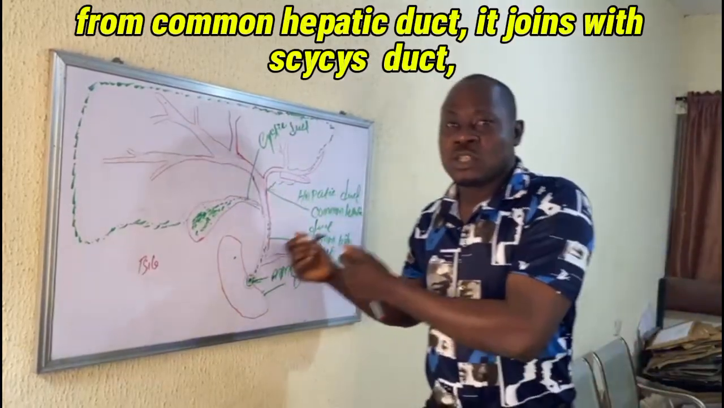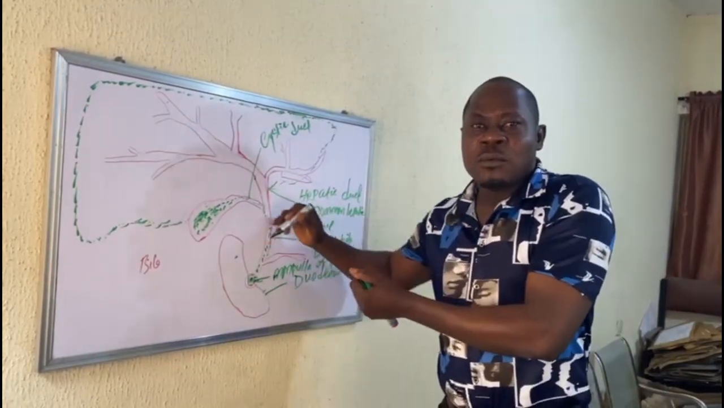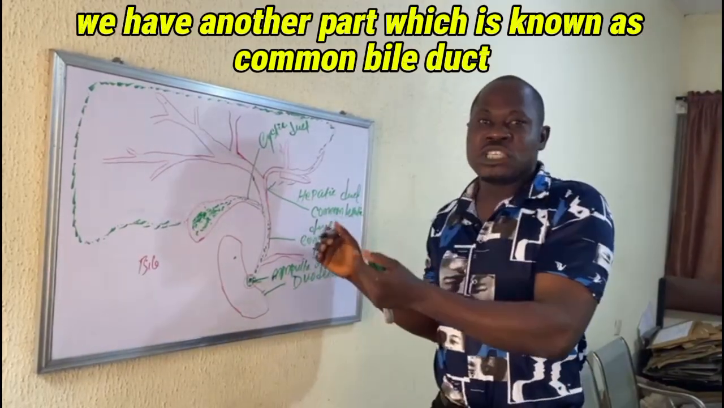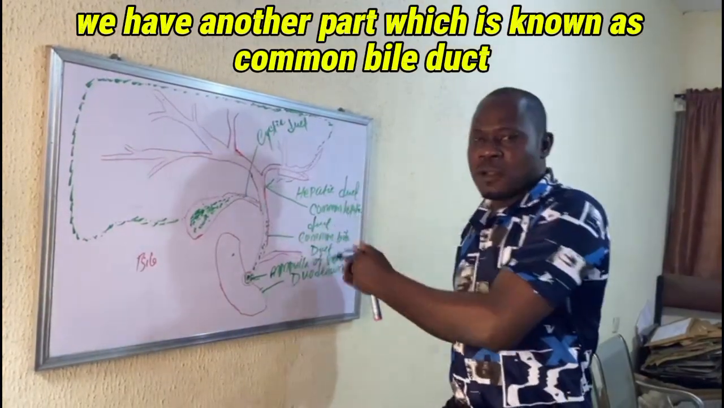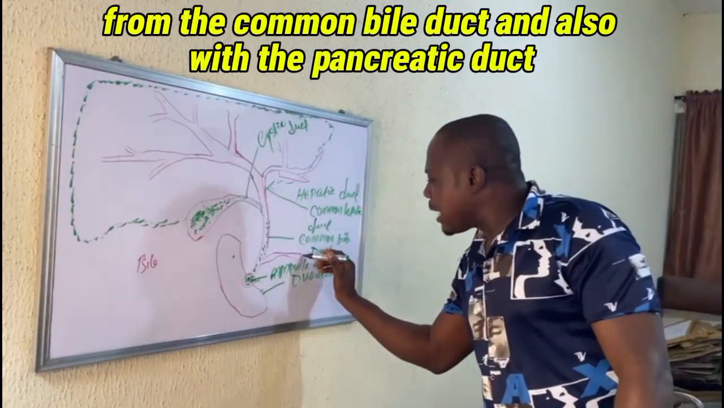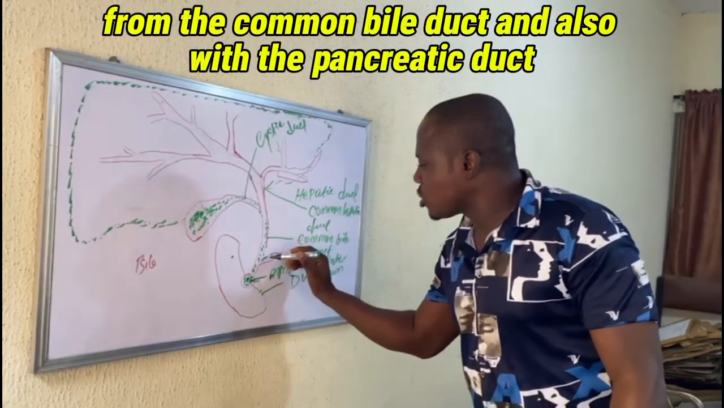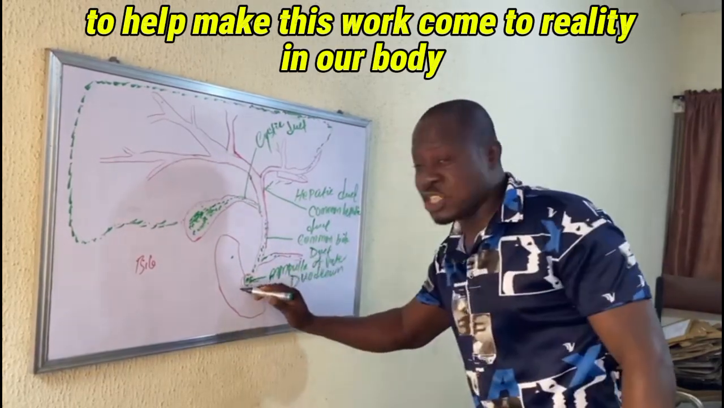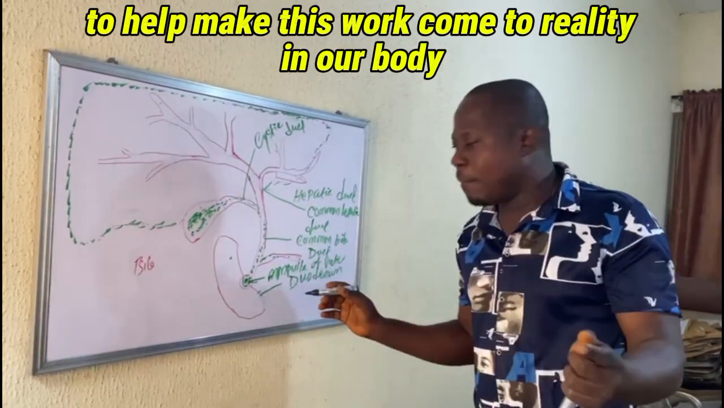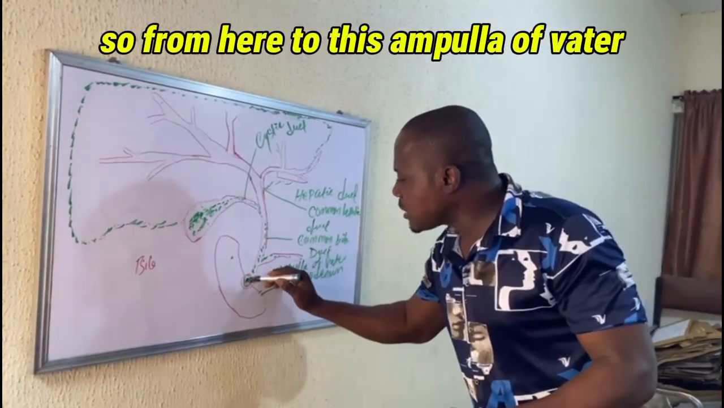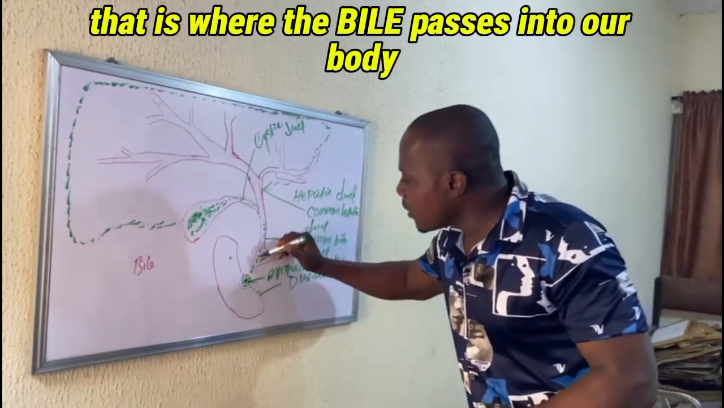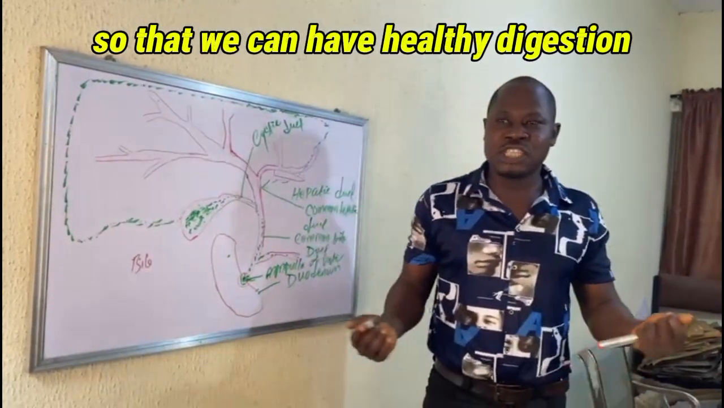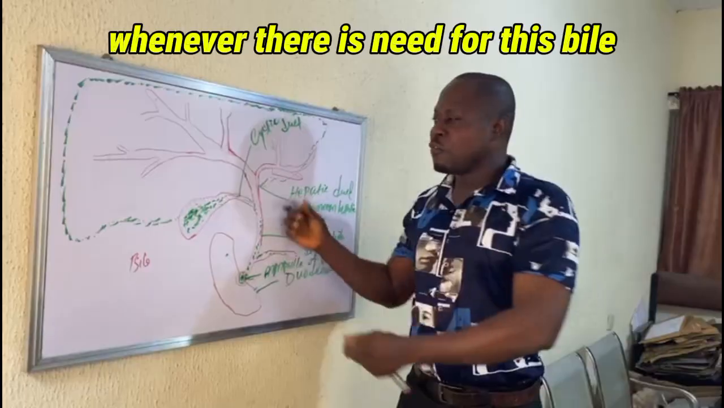From the common hepatic duct, it joins with the cystic duct. With the cystic duct and common hepatic duct, we have another part which is known as the common bile duct. From the common bile duct, and also with the pancreatic duct, because the pancreas also has to produce its own juice to help make this work come to reality in our body. So from here to this ampulla of Vater, that is where the bile passes into our body so that we can have healthy digestion whenever there is need for this bile.